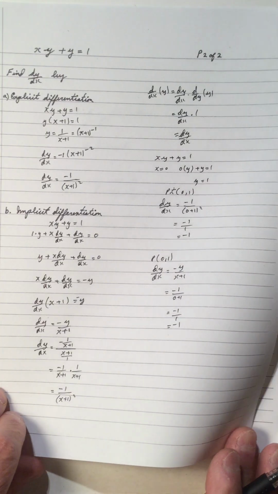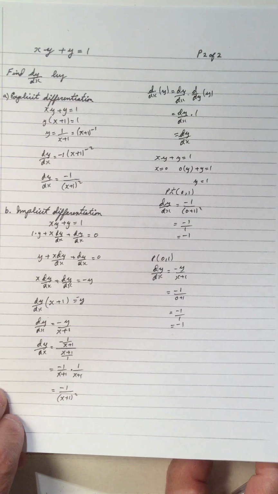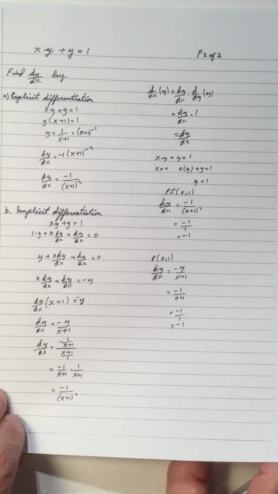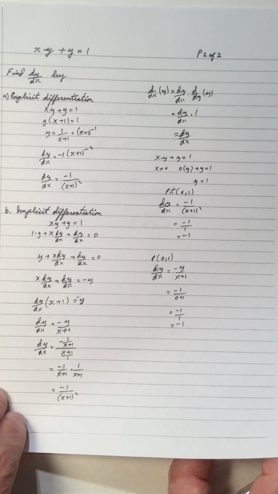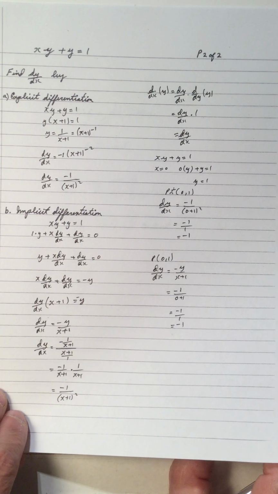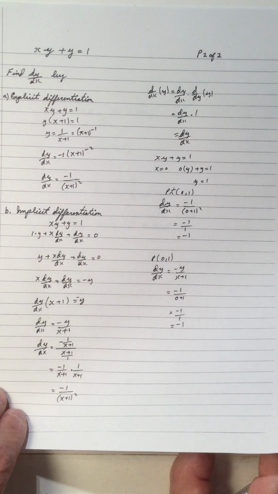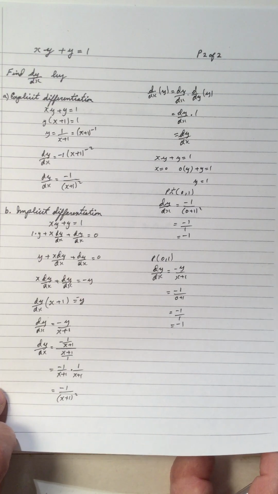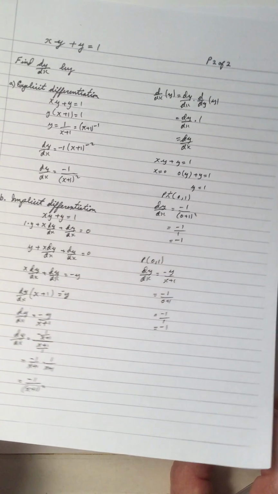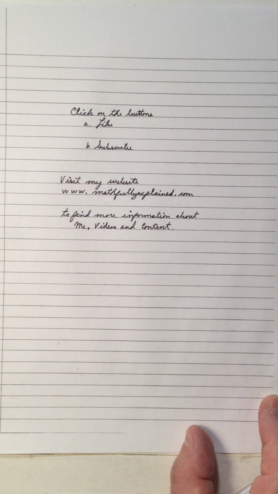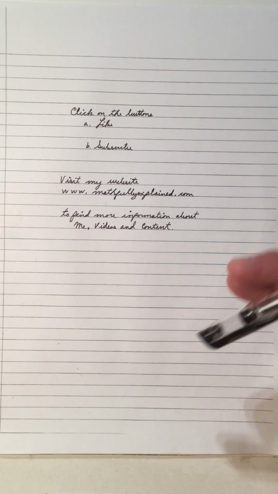So that's doing it explicitly and implicitly. But again, explicit differentiation is only possible if you can solve the equation for y. So most of the calculus and derivatives I'm going to do now will use implicit differentiation.